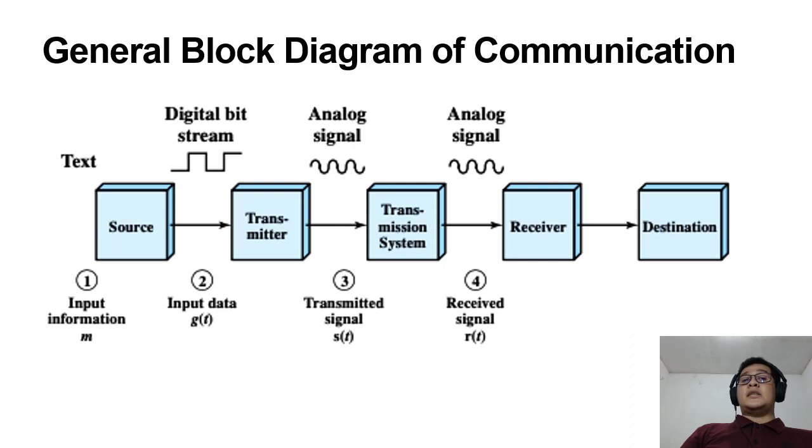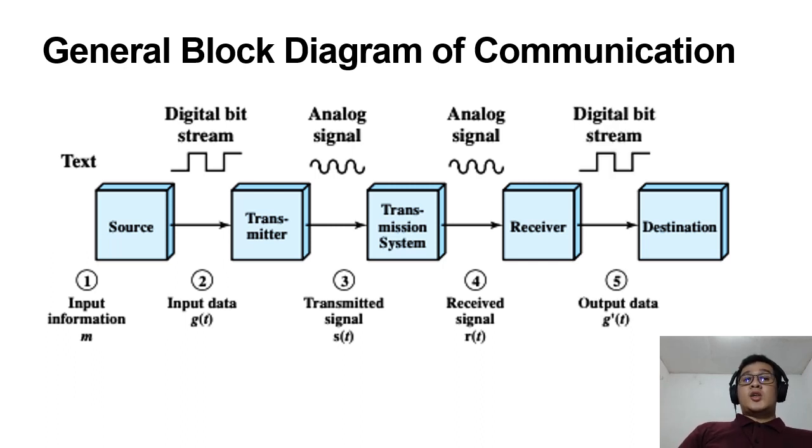The receiver will receive the same signal that the transmitter sent to the transmission system. It was the same analog signal. And then the receiver converts it again, for the destination, to the original digital bit stream. So it will be the output data. At the destination, we get the text by decoding the digital bit stream, and we get the information out. The output information will be the original text. So this is the general block diagram of communication, with the flow chart from the source to the destination.